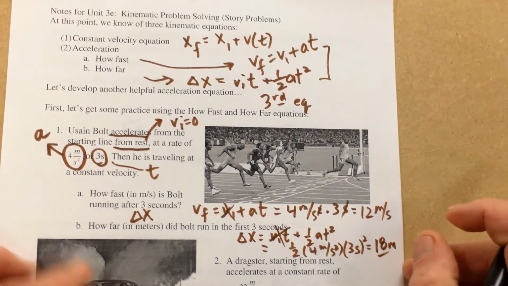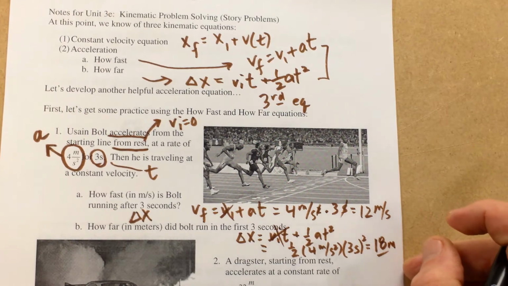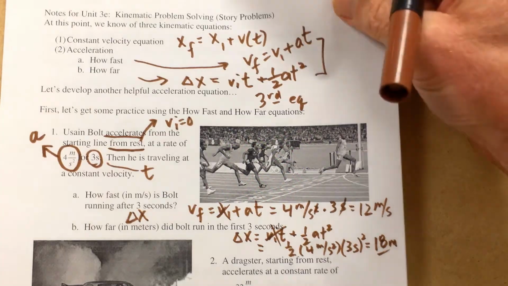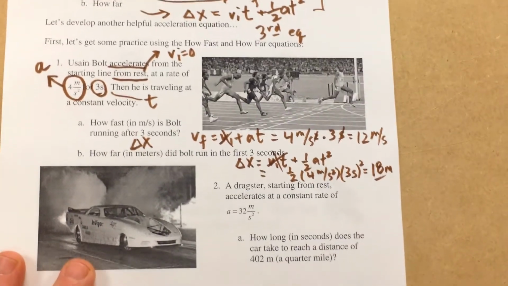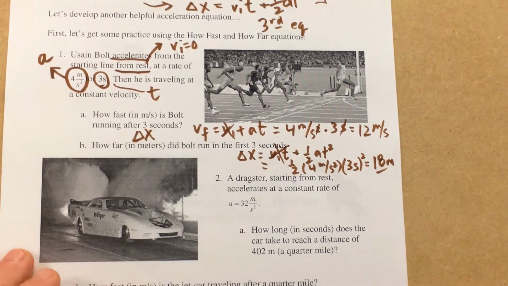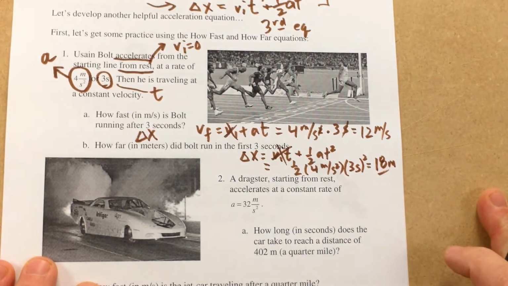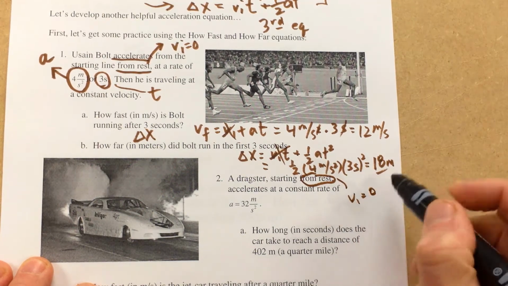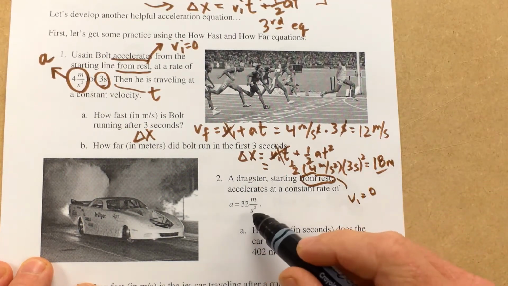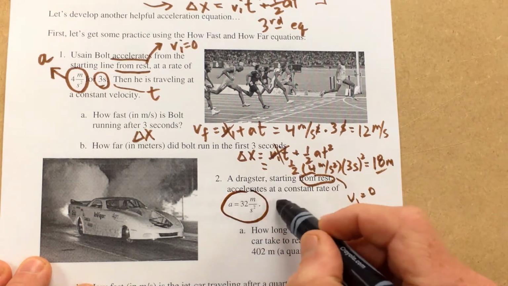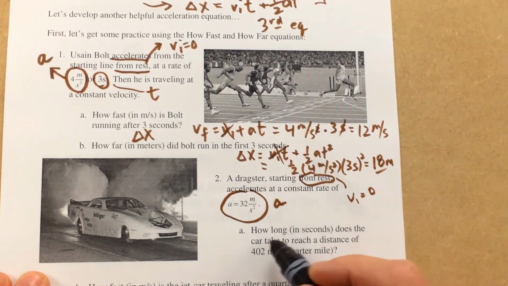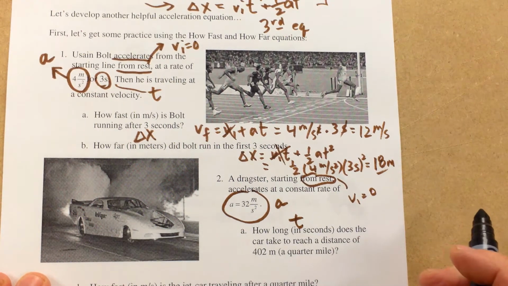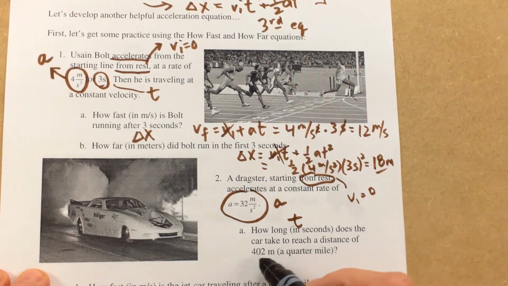I always like to circle and underline things, and make sure I have my equations down on my sheet that can help me. Let's try this other problem. Let me scroll up here, make sure you can see everything. So a dragster starting from rest, VI is 0, accelerates at a constant rate of 32. That's our acceleration, our A. How long in seconds does the car take to reach a distance of 402 meters? That's a time idea.